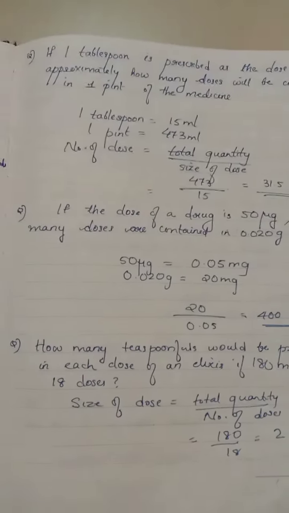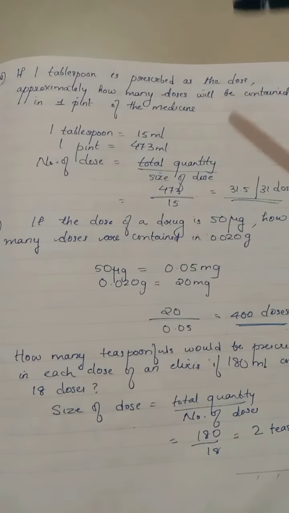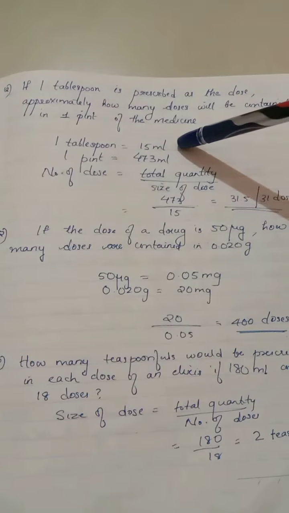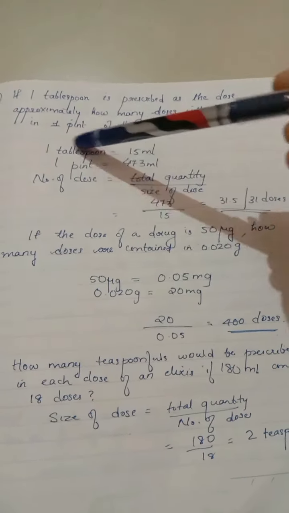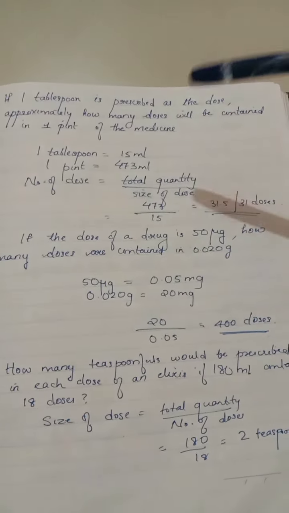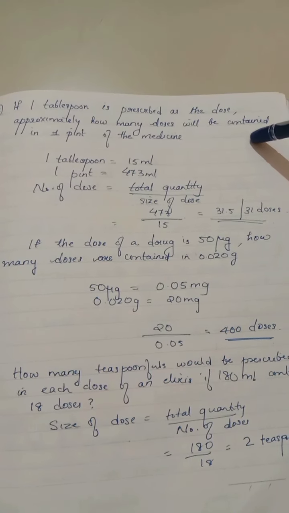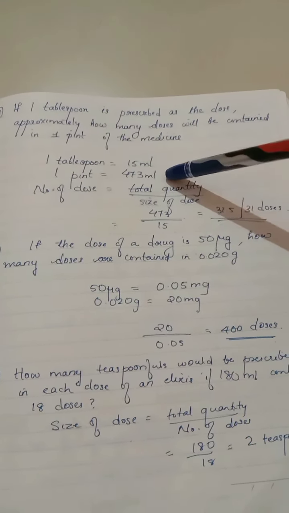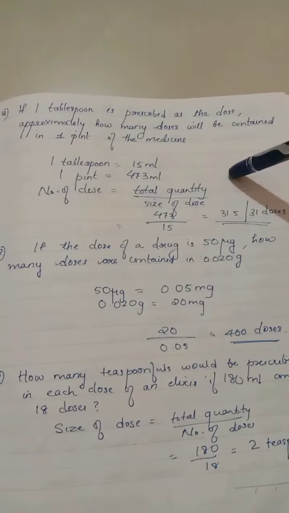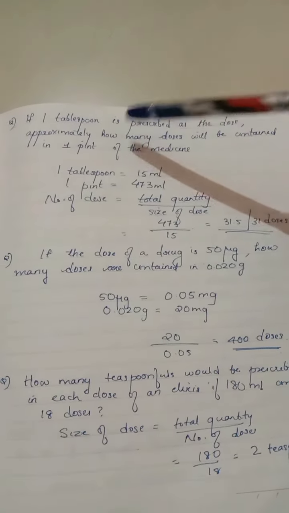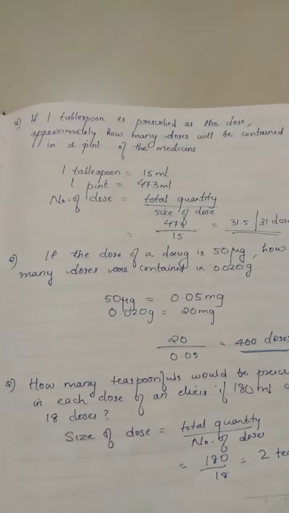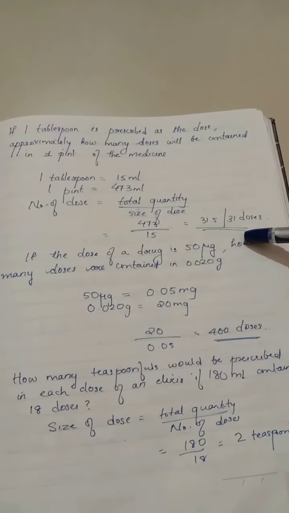Here the size of the dose is already given, 15 ml, that is 1 tablespoon. And the total quantity is also given, it is 473 ml. What we have to find here is how many doses. So we have to find the number of doses. Using this equation directly, you can get the answer.